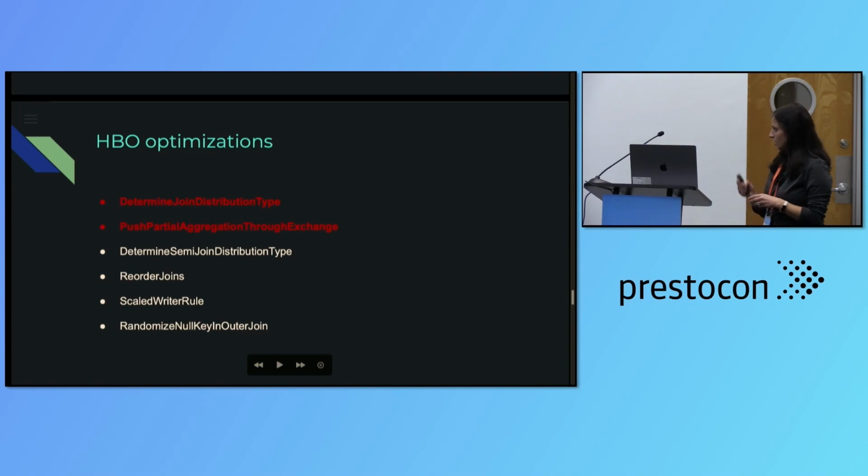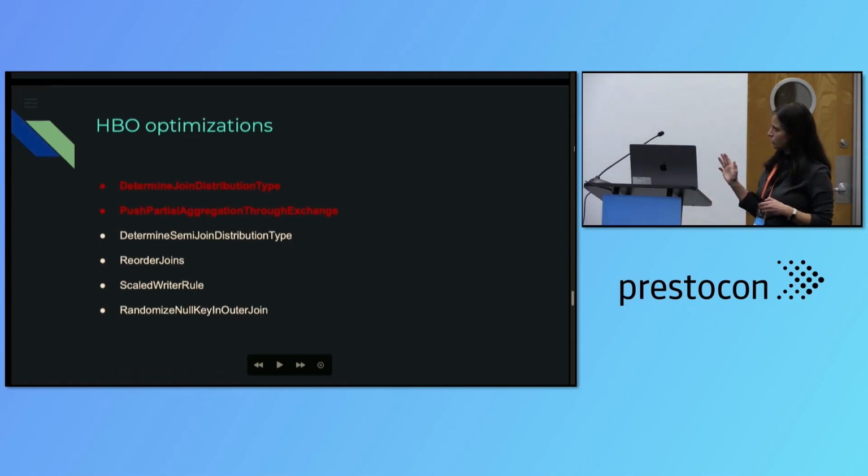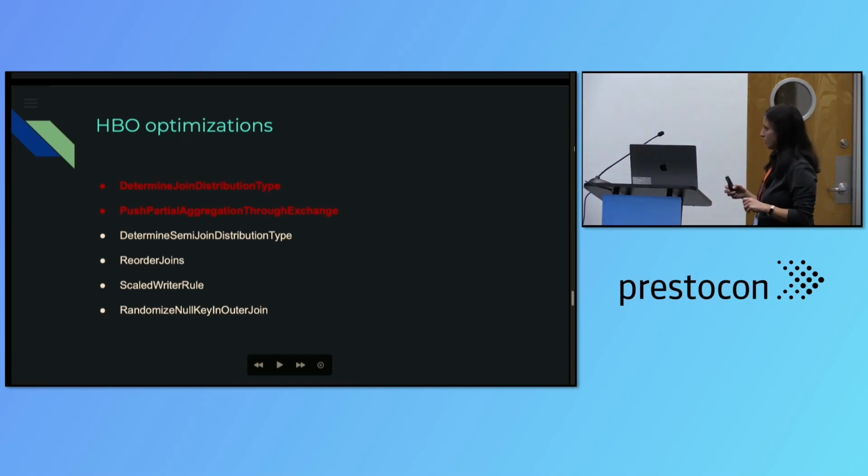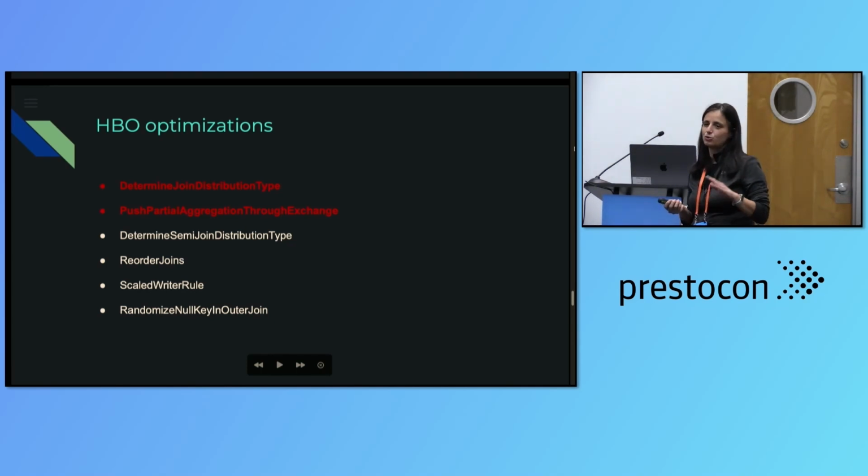So today, I did that snapshot 2 days ago. I think we use HBO, or we've integrated HBO, in 6 different optimizers inside of Presto. I'm going to spend my time talking about the first 2. These are the most important ones, the ones that give us the biggest bang for the buck. And these have to do with joins and with aggregations.